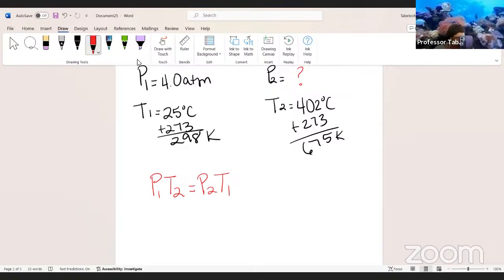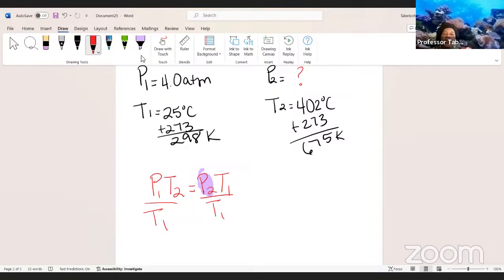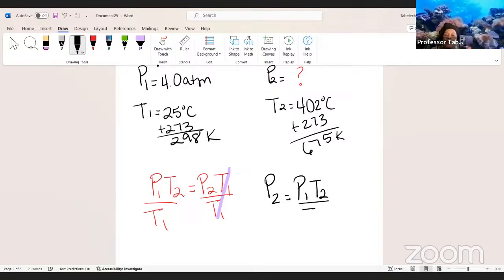Remember, we're looking for P2. So notice I'm isolating that one and covering it up, because what I'm going to do is divide both sides by T1. I get rid of that, and I'm left with P2 by itself. So the formula for P2 is equal to P1 times T2 over T1. Now all I need to do is plug those numbers in.